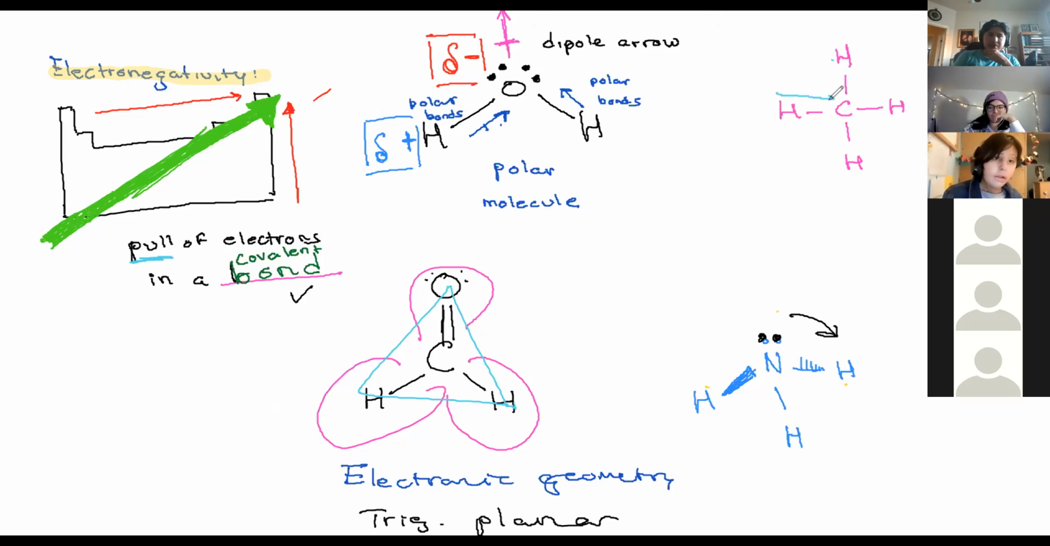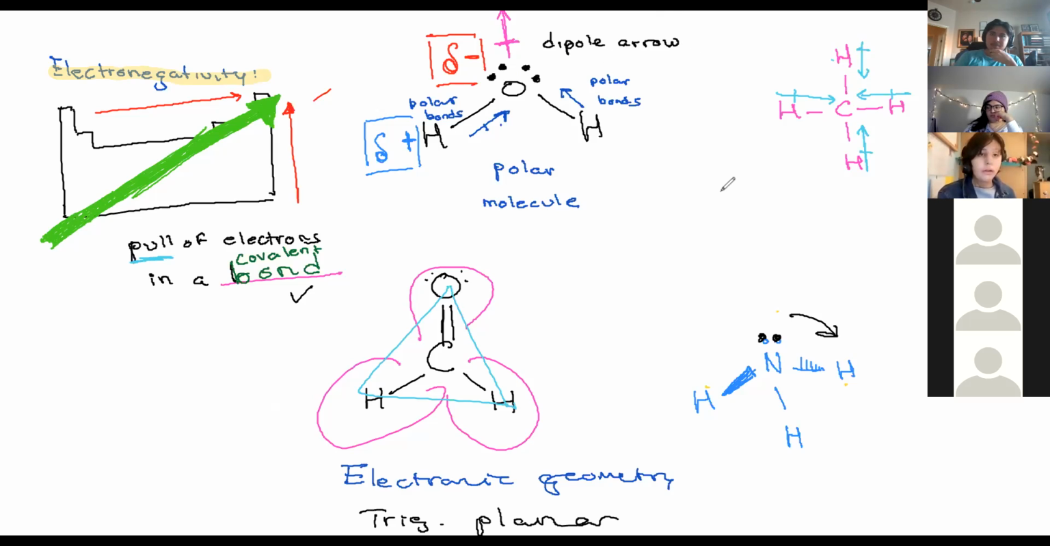Okay, so back to methane. We know that carbon is more electronegative than the hydrogens, right? So the dipole arrows would be pointing towards the carbon. And carbon is pulling all of the electrons with the same strength, right? So what did we mention about dipole arrows? They are like vectors. You were talking about vectors earlier. Right, the dipoles are like vectors.